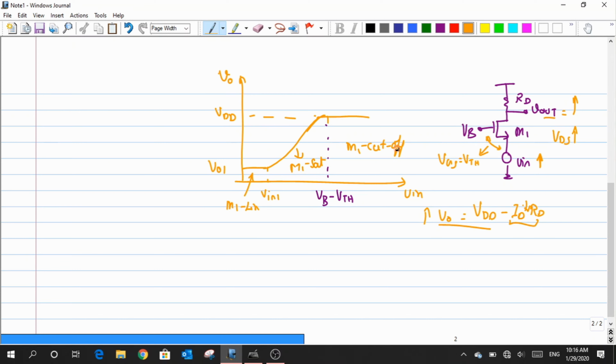As you can see, we always travel either from cutoff to saturation to linear, or even when we go in the reverse direction, we make sure that we start from linear, get into saturation, and then get back to cutoff. So there is no way that I could jump from linear to cutoff. I always pass through saturation. Clear?